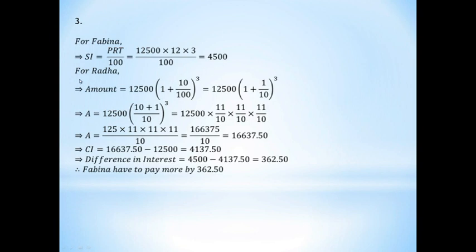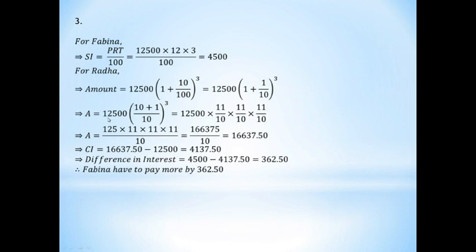At the same time, Radha has 12,500 like Fabina, and she calculated the amount by using compound interest, that is P into 1 plus R by 100 to the power n. For Radha, the rate of interest is 10 according to the equation. Then 1 plus 10 by 100 to the power 3, and 12,500 still remains as it is. Then 1 plus 1 by 10. After simplifying 10 by 100, you will get 1 by 10. Then to the power 3.